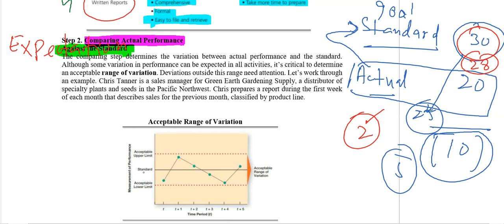So this is written here. For example, this is the standard. If the performance is the same, for example the expected performance or standard is 30, this is acceptable. But if the performance is 28, then it is also acceptable. But if it goes beyond that, to 27 or 26 or 25, this is now not acceptable.